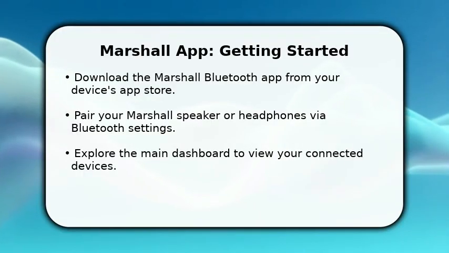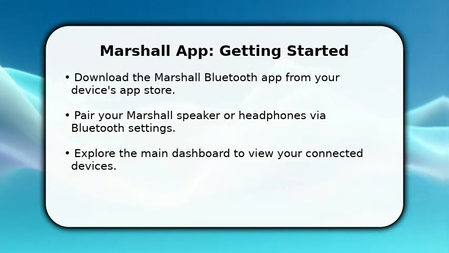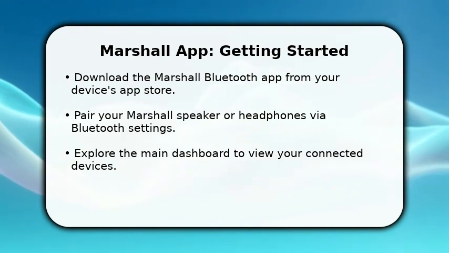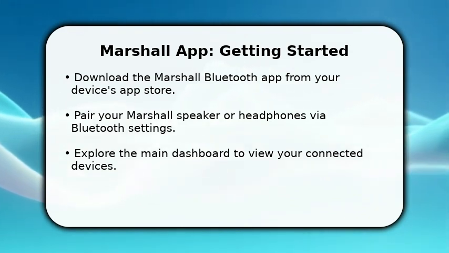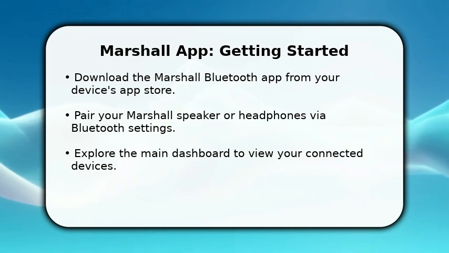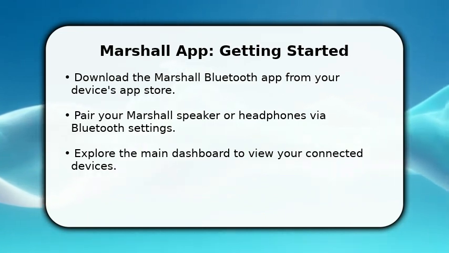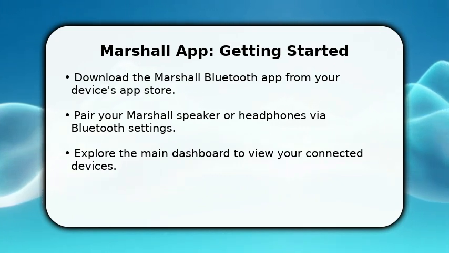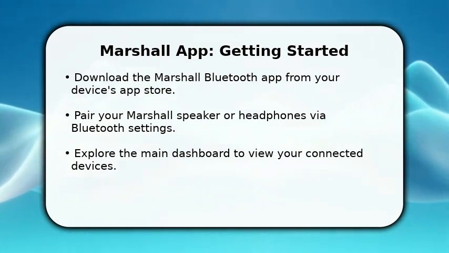In this video, I will explain how to use the Marshall app. First, ensure your Marshall device is powered on and in pairing mode. Then, open the app and follow the on-screen prompts to connect. You'll see your device listed on the home screen, ready for customization. It's a straightforward process designed to get you enjoying your music quickly and easily.